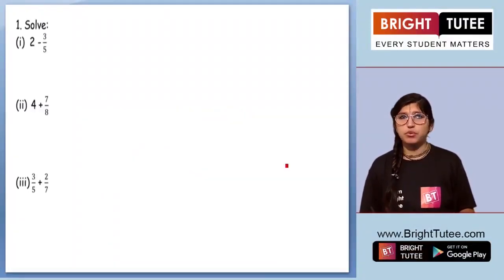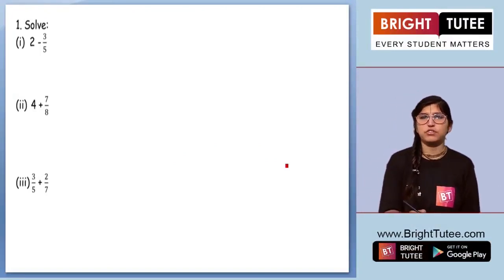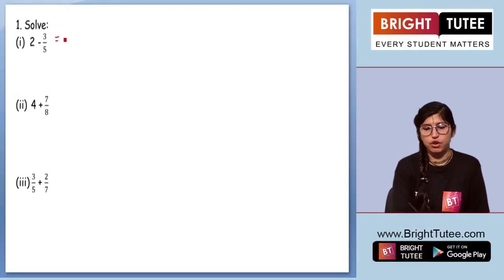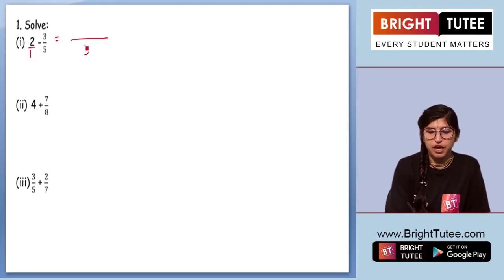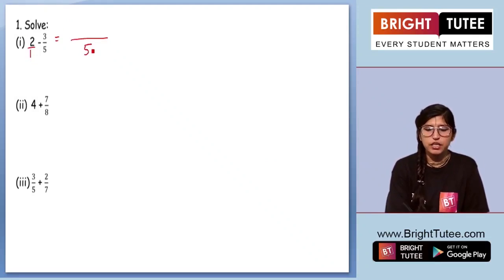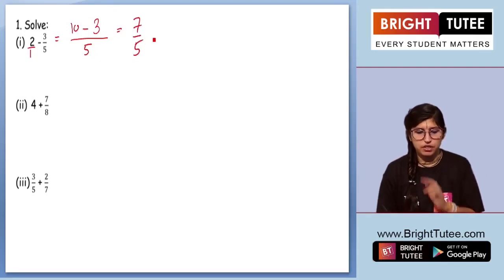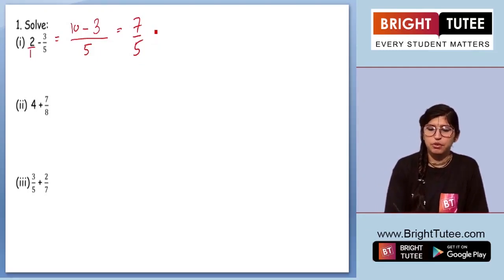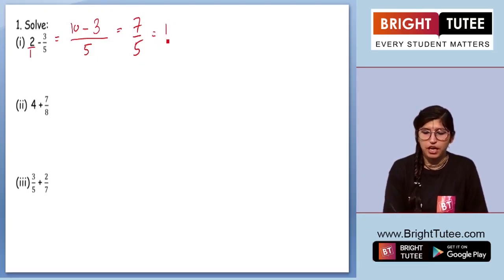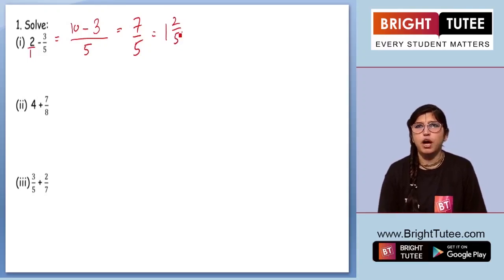So let's start with the first question, and the first part of that question is 2 minus 3 by 5. So how do we solve this question? To 2 we can write 2 by 1. So we'll be taking the LCM of 1 and 5, which will be 5 only. Now 5 divided by 1 is 5, times 2 is 10. 5 divided by 5 is 1, times 3 is 3. So we'll be getting 7 by 5. If 7 by 5 is a proper fraction, we'll keep it as it is. If it's an improper fraction, then we'll try to convert it to a mixed fraction. And converting it to a mixed fraction, we'll be getting 1, 2 by 5.